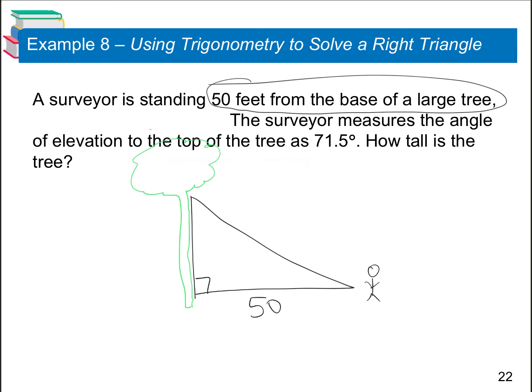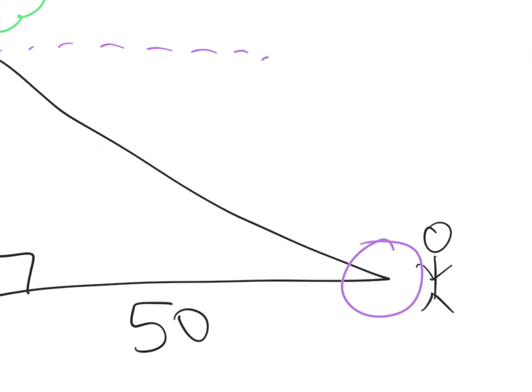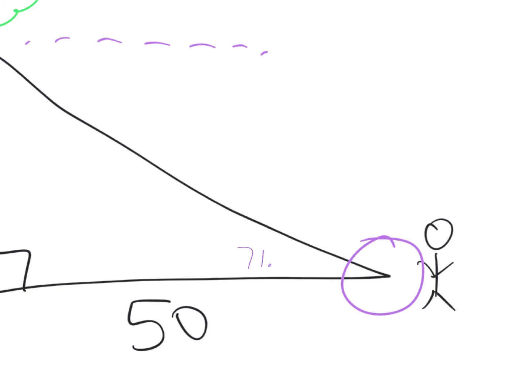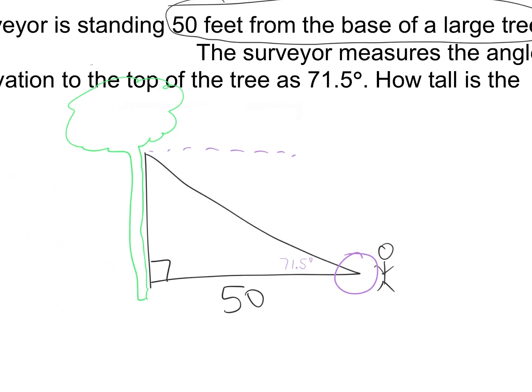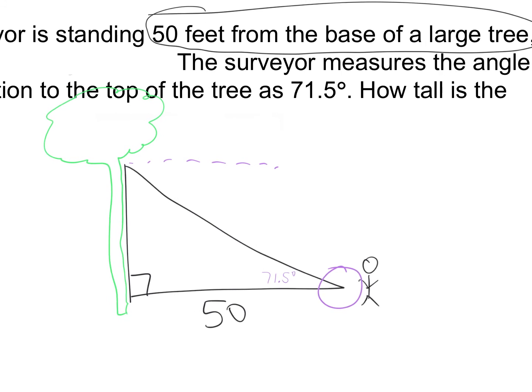It says the surveyor measures the angle of elevation to the top of the tree. Are they telling me this up here, or are they telling me this down here? Down. Angle of elevation is formed from the horizontal, from the ground in this case. So they're telling me that this angle is 71.5 degrees. How tall is the tree? What are they looking for? The height, the opposite. They're looking for the height.